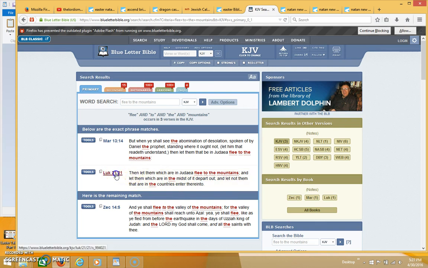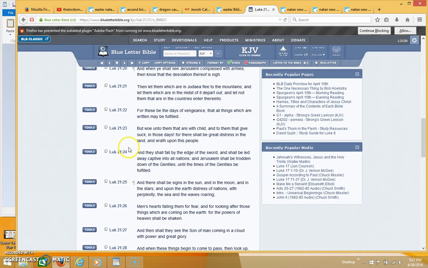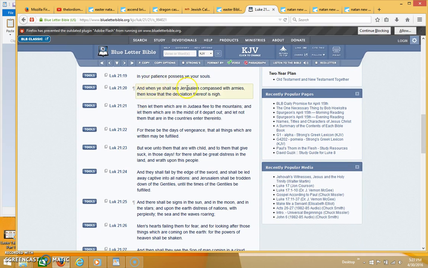It says, "And when ye shall see Jerusalem compassed with armies," this is what Natan saw in his vision, "then know that the desolation thereof is nigh. Then let them which are in Judea flee to the mountains, and let them which are in the midst of it depart out, and let not them that are in the countries enter thereinto. For these be the days of vengeance, that all things which are written may be fulfilled."